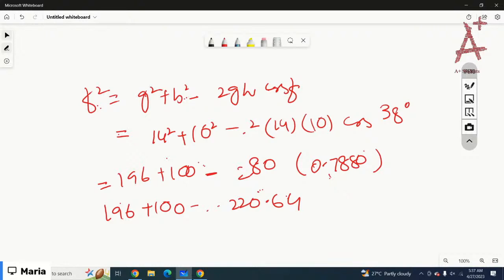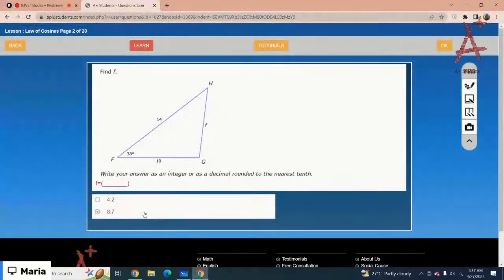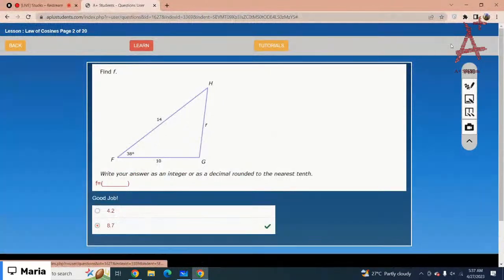It would be 75.36. So you have to calculate the square root of 75.36. It would be 8.6. So the correct option is 8.7. Yes, you can round off. So it would be 8.7. Got it?